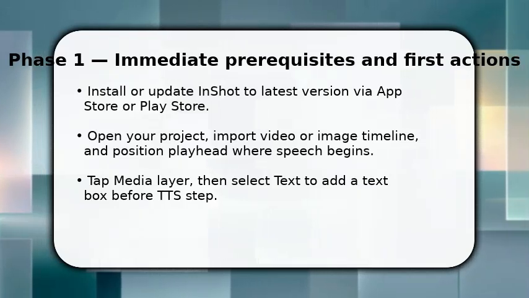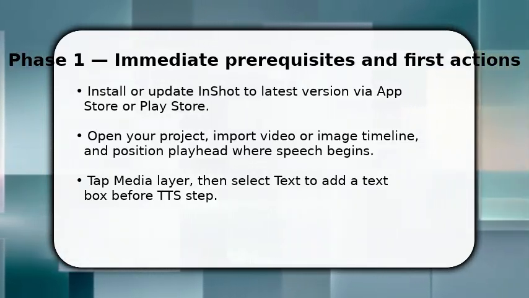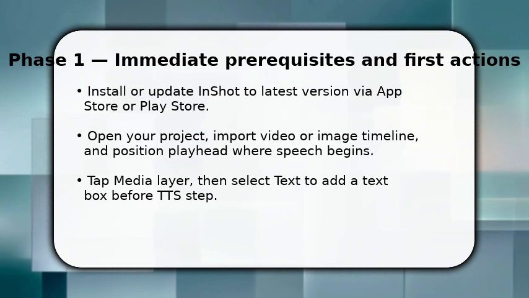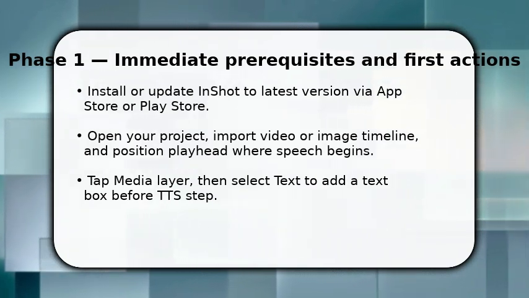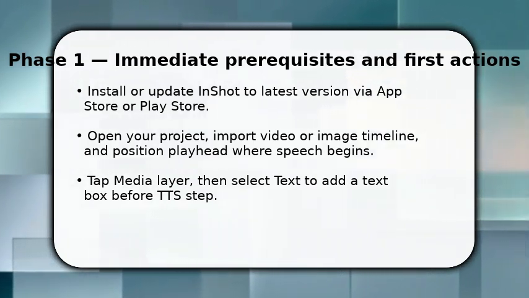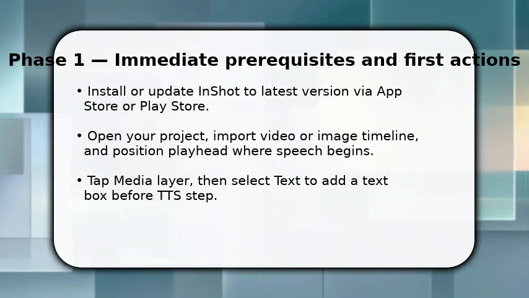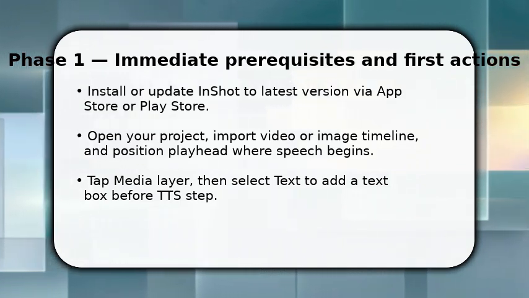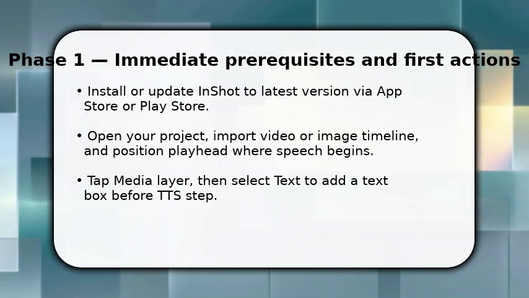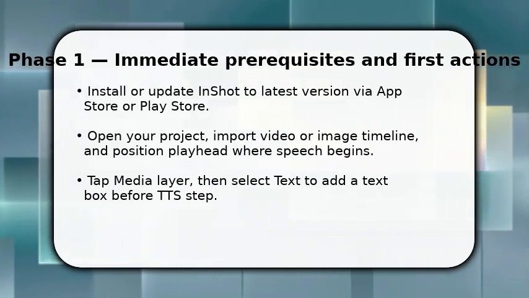You start by ensuring InShot is updated. This avoids missing features. Open the project and import your clip, then move the playhead to the exact spot where you want speech. Add a text box now, because InShot links text layers with text-to-speech options. Once done, you'll have a target for voice placement and timing.